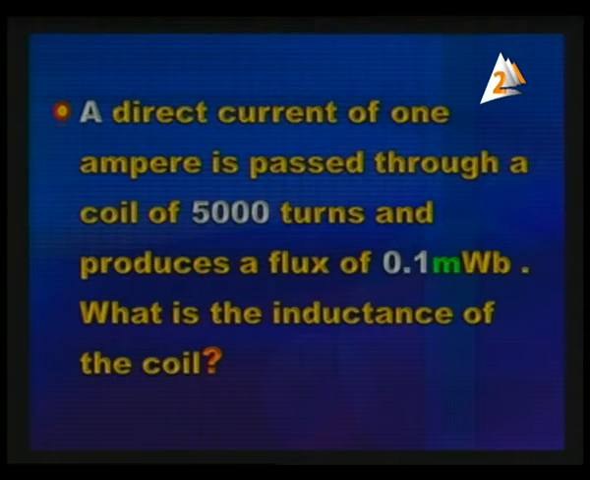Another problem: a direct current of 1 ampere is passed through a coil of 5,000 turns. So current intensity is equal to 1 ampere, number of turns on the coil 5,000, and a flux of 0.1 milliweber is produced. What is the inductance of the coil? So once again, a direct current of 1 ampere is passed through a coil of 5,000 turns and produces a flux of 0.1 milliweber. What is the inductance of the coil?